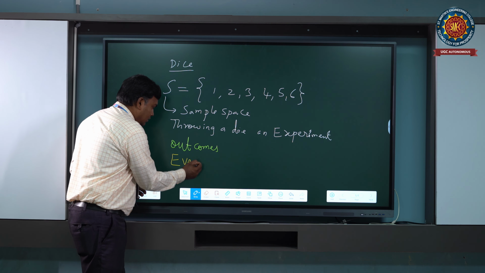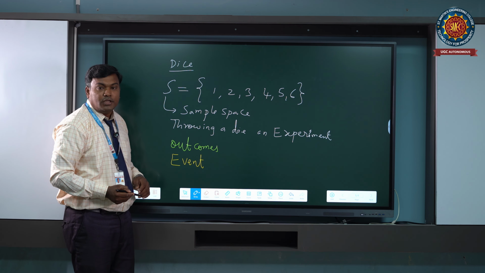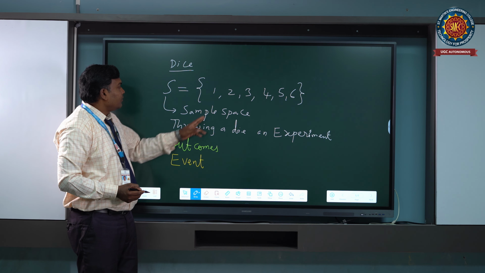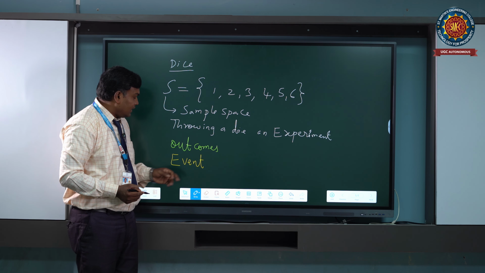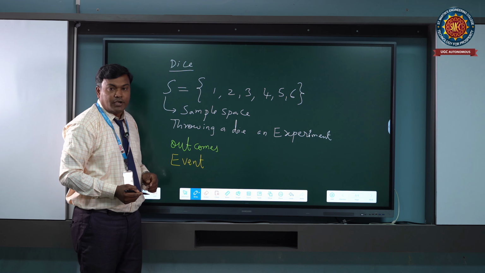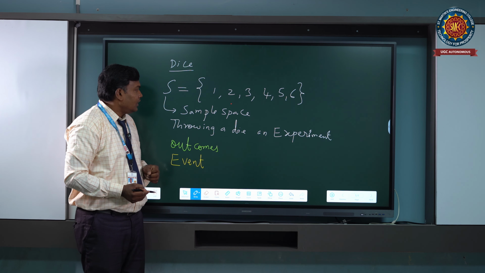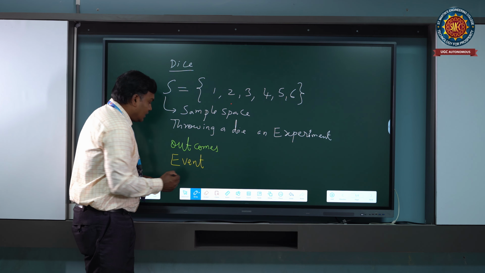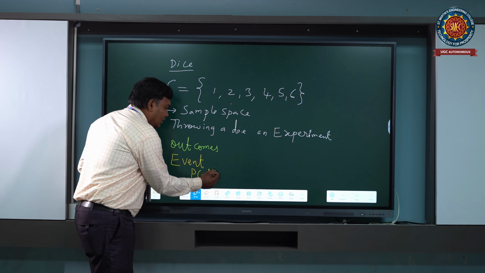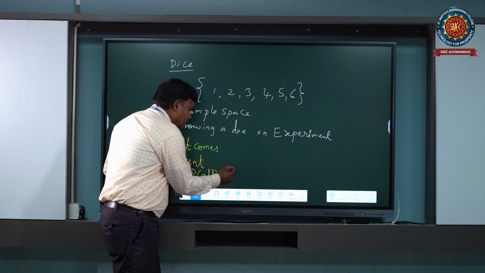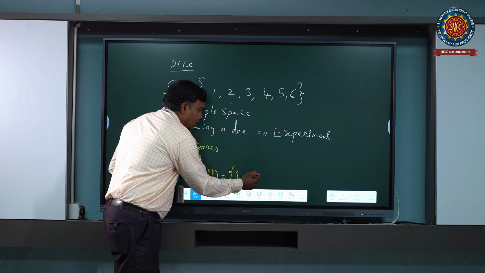Next, another very important technical term is event. What do we mean by event? The outcomes are represented in the sample space, and this event is a subset of the sample space. For example, in order to understand event, what is the probability of getting odd numbers? That is indicated with P of odd numbers. The odd numbers are 1, 3 and 5.